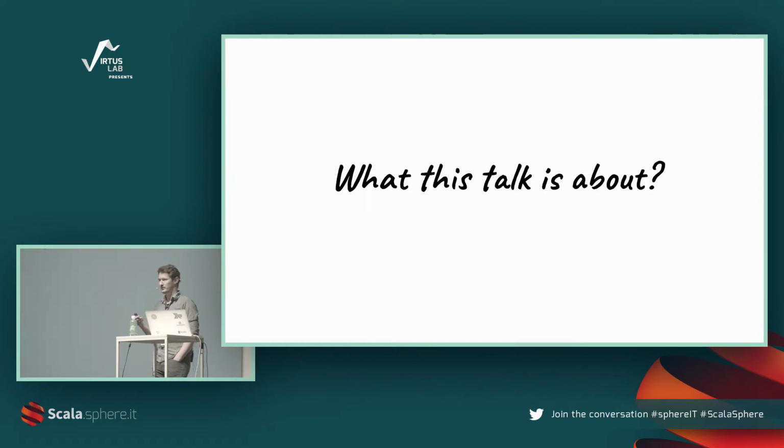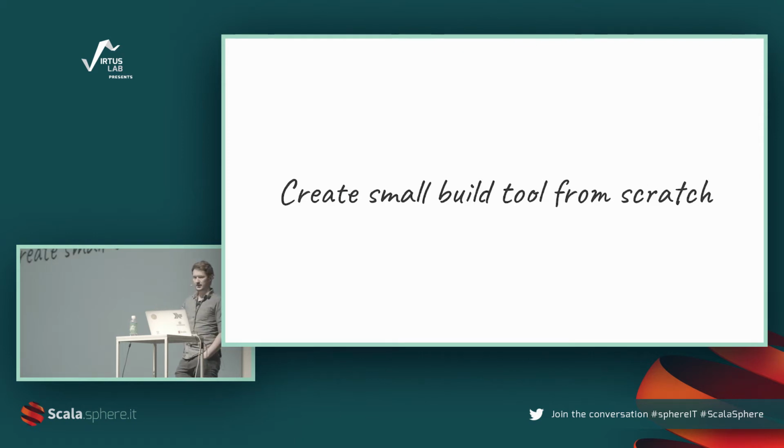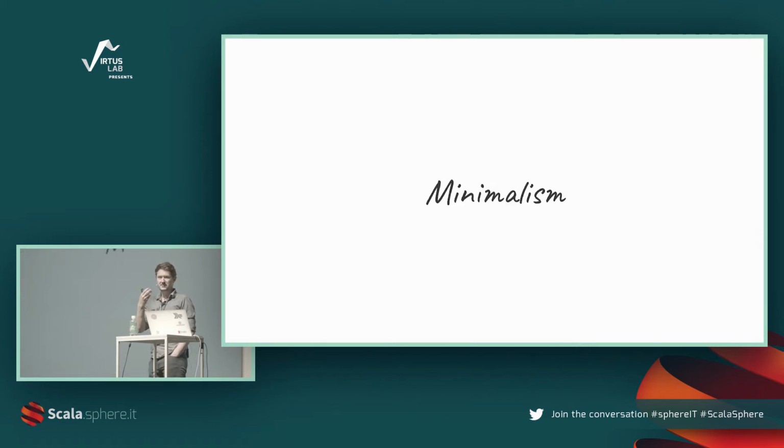So what's this talk really about, just to give you the right mindset for what's to come? Well, we're going to solve a series of tasks first. Basically, these tasks require building code, and in order to do that, we'll just create our own little build tool. And we'll apply minimalism. So in order to achieve the tasks, what's the minimal thing we can add to make it happen? Not necessarily what's the quickest to do, more like what's the smallest thing.